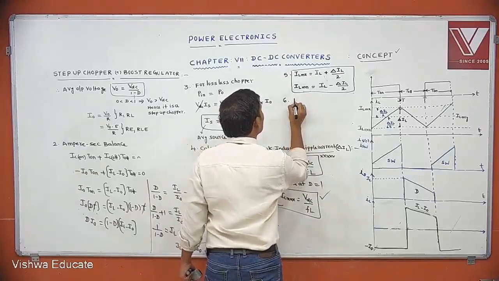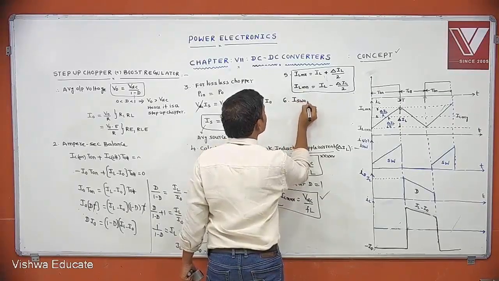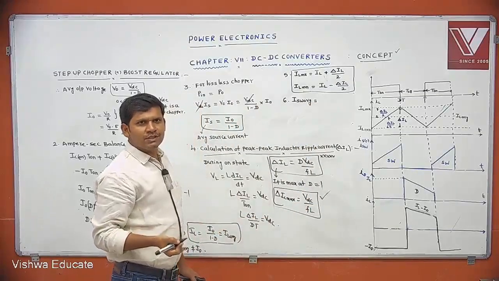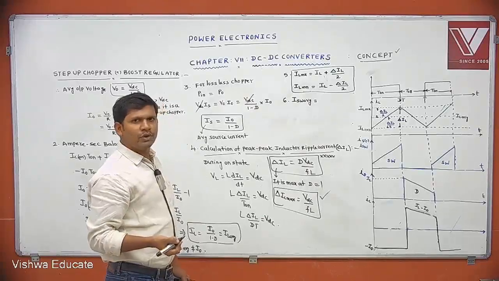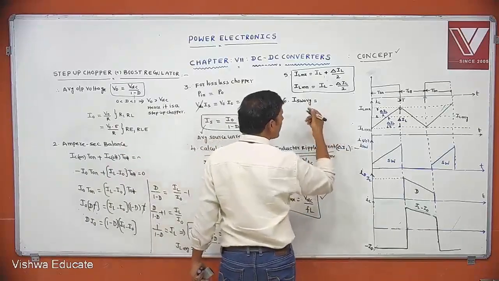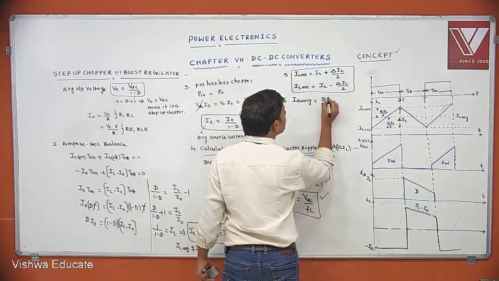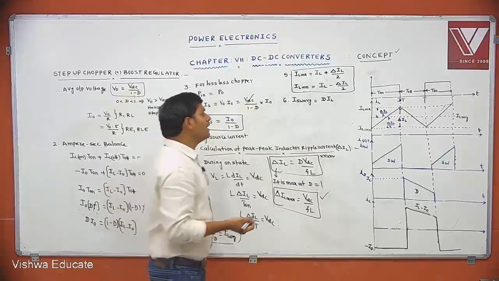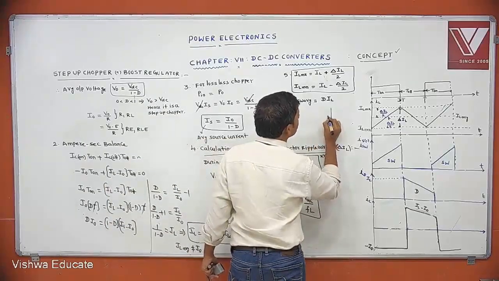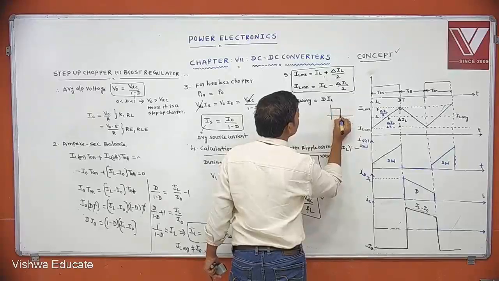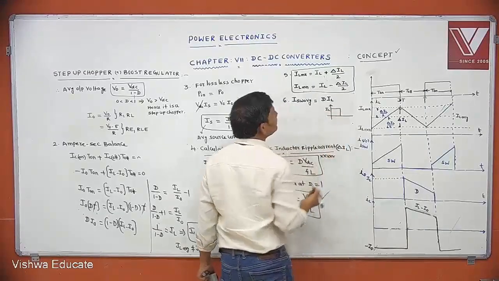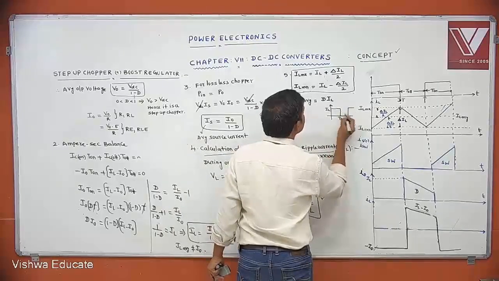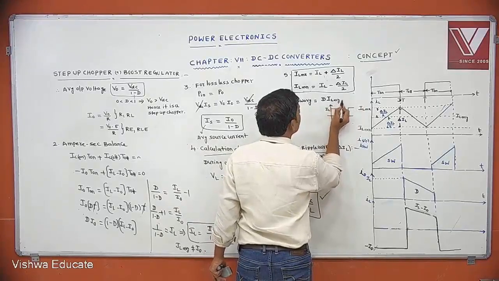What is the peak value? What is the average value of switch current, ISW average? ISW average is the average value of switch current during on state. During on state, the same calculation gives delta IL. Average value of switch means: the switch is conducting during on state, supplying the inductor current. Then in off state, switch current is 0. So ISW average is D into IL. What is IL average?